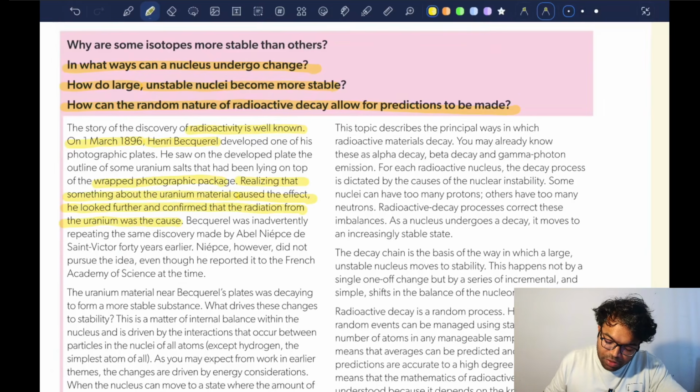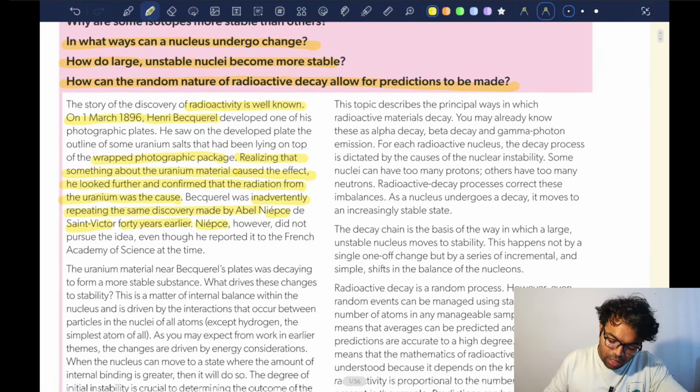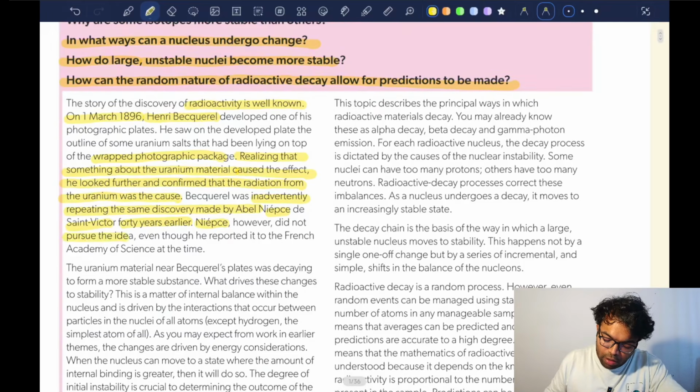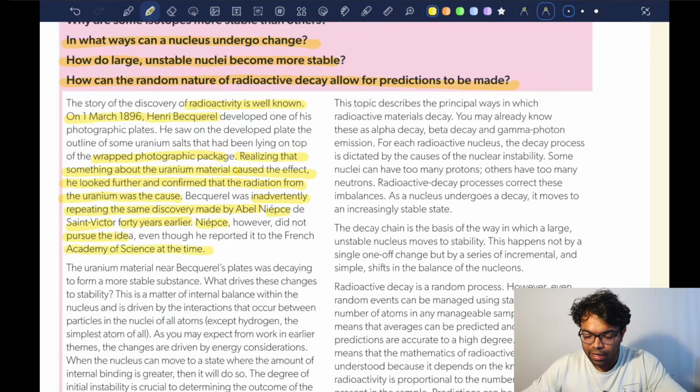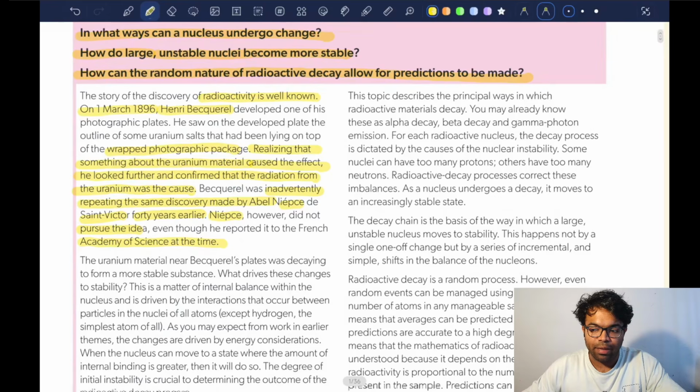Becquerel was inadvertently repeating the same discovery made by Abel Niépce de Saint-Victor 40 years earlier. Niépce de Saint-Victor, however, did not pursue the idea, though he reported it to the French Academy of Sciences at that time. It's always the case, right? Many people have the same idea, but only the right person at the right time gets the credit.